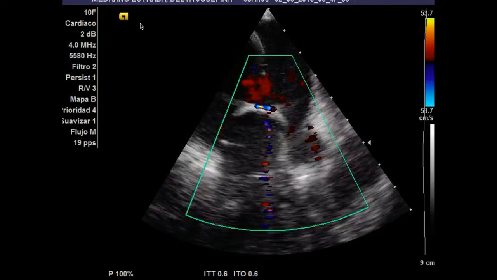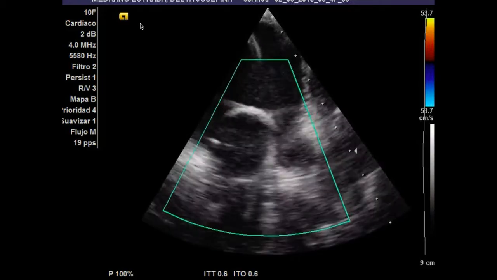In this projection, we could see the occlusion of the left inferior pulmonary vein and the flow of the left superior pulmonary vein.